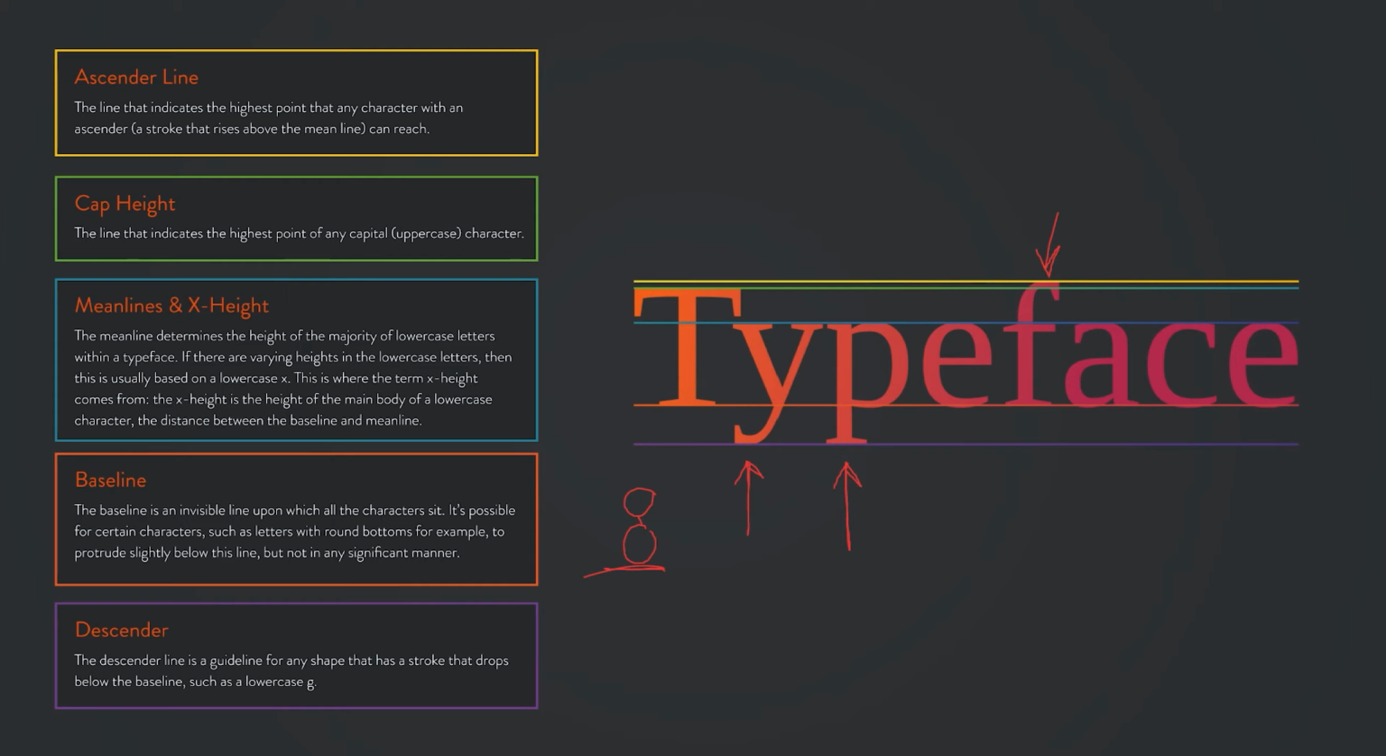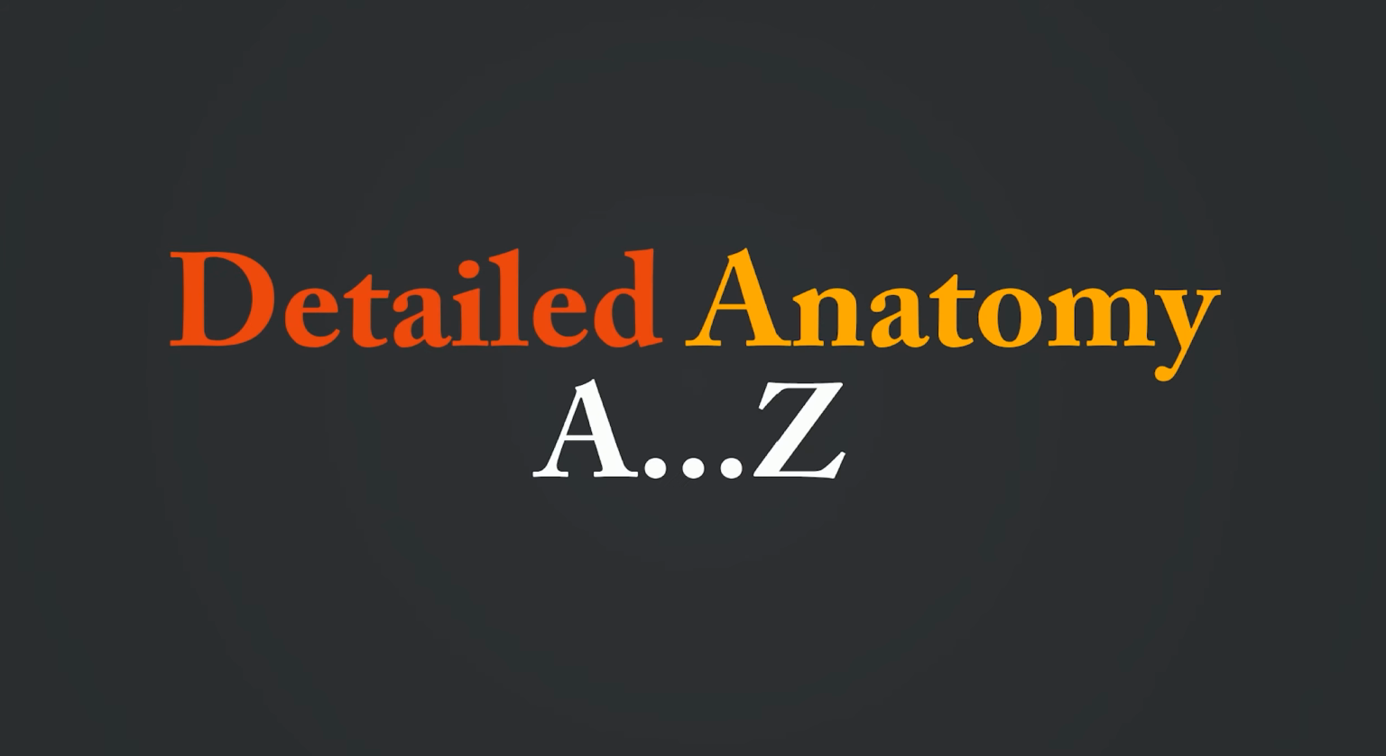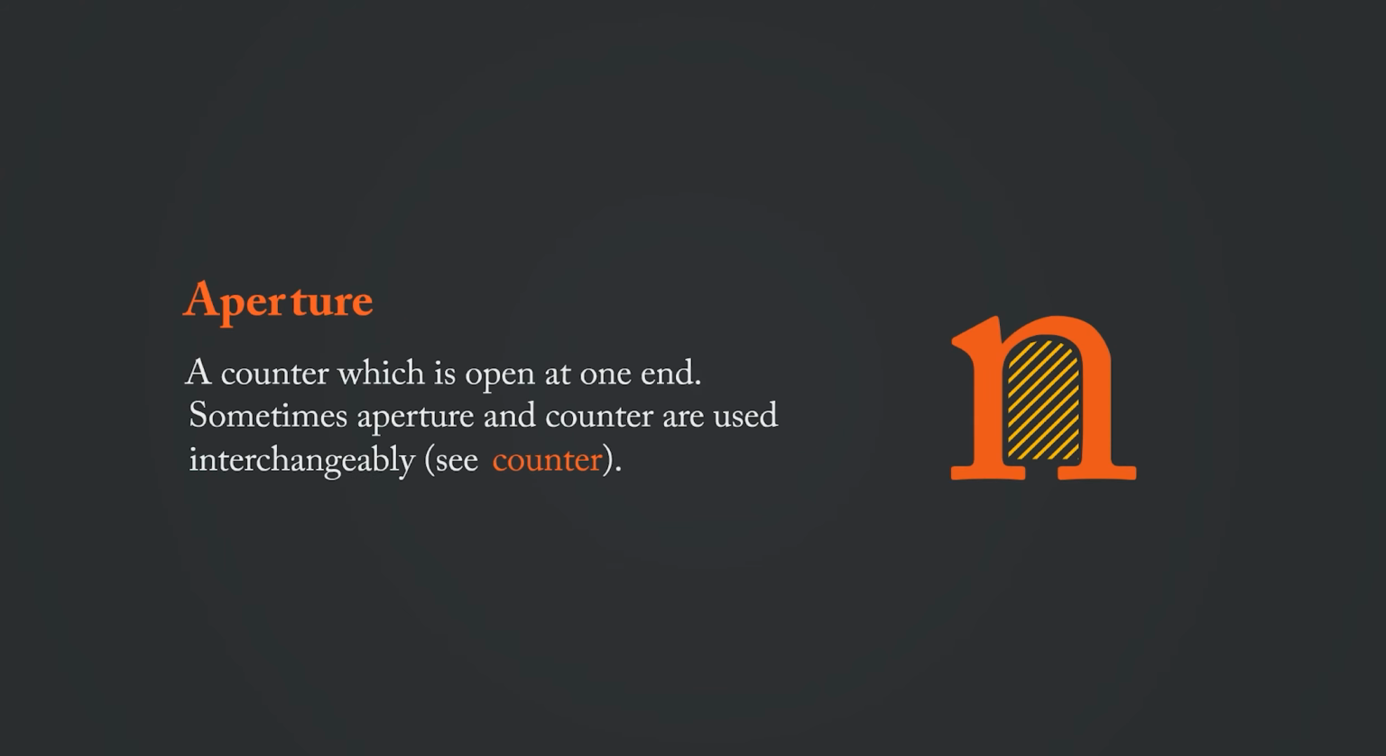Okay, now that's it for the basic anatomy of type. Pretty simple. Five lines, memorize what they are and what they mean, and you can even understand them at a glance, once you know what they are. Now we're going to do an A to Z of the detailed anatomy of type. And some of these do reference each other, like the first one, which is hilarious. So an aperture is a counter which is open at one end.